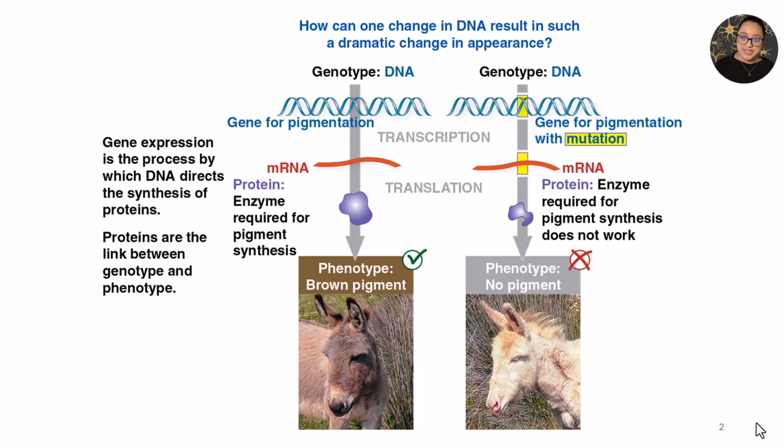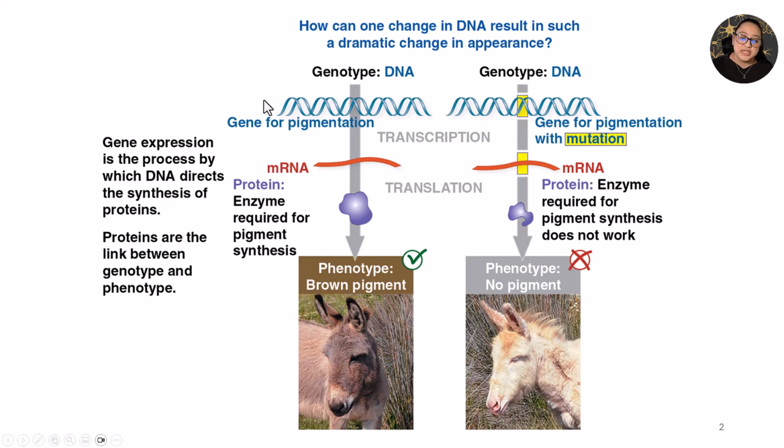It's super interesting. So we talked a little bit about mutations, and here we're going to talk about how changes in genetics can lead to changes in phenotypes. So in this introductory example, how can one change in DNA result in such a dramatic change in appearance? On the left-hand side, there is a donkey with a kind of normal brown color coat.